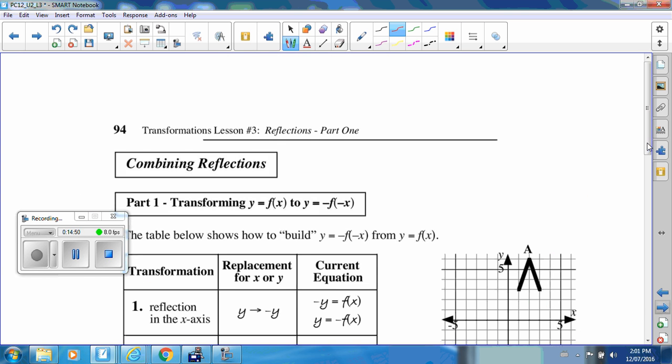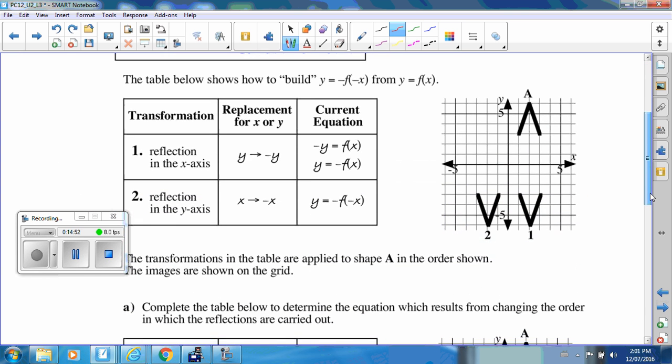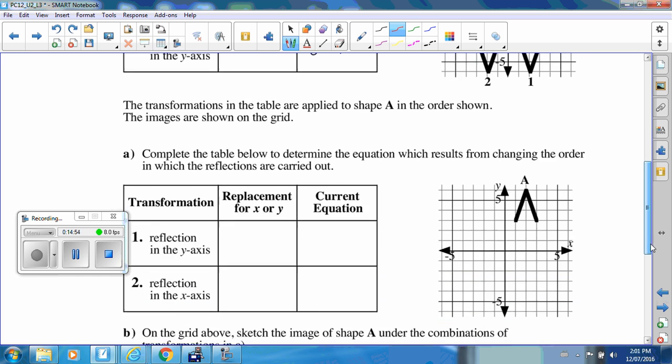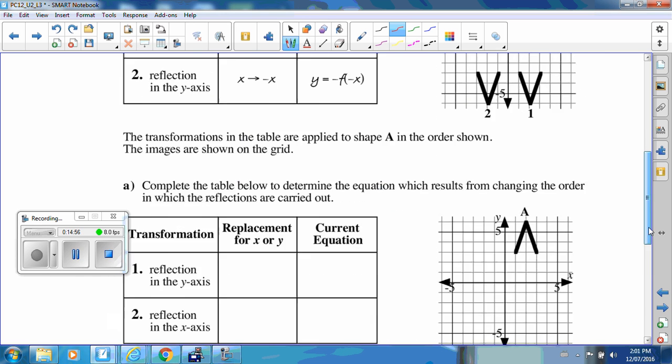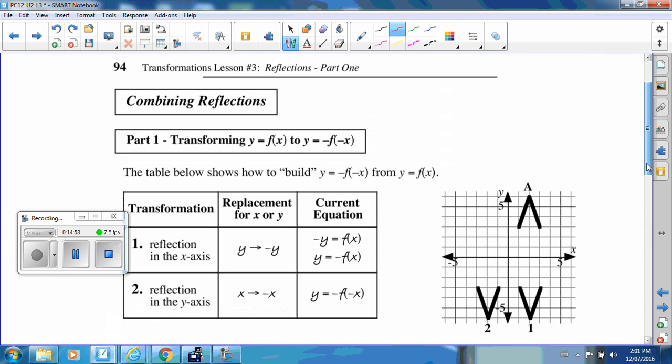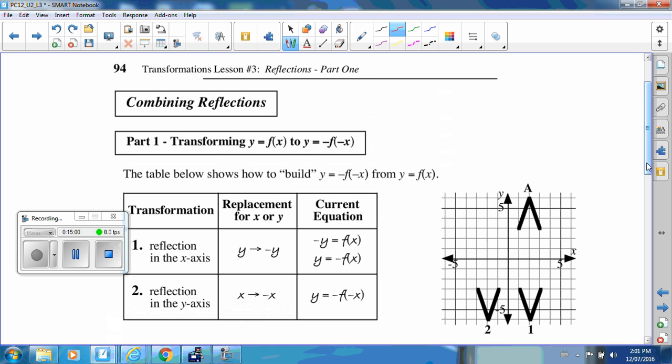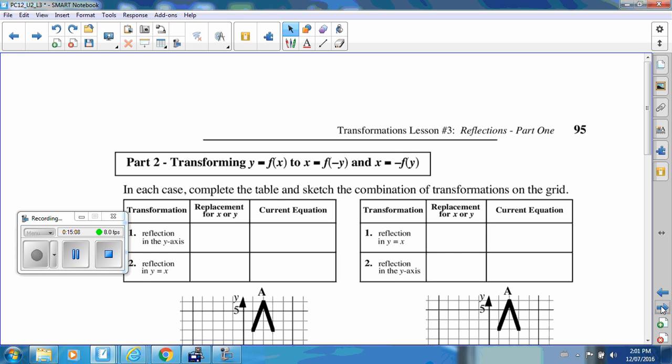Okay. Now we can also combine reflections. This gets a little goofy, and actually I would suggest it's probably a little bit beyond the scope of the course. So I'm not going to deal with it right now. I might come back and make another video later. But I will certainly not test you on it.